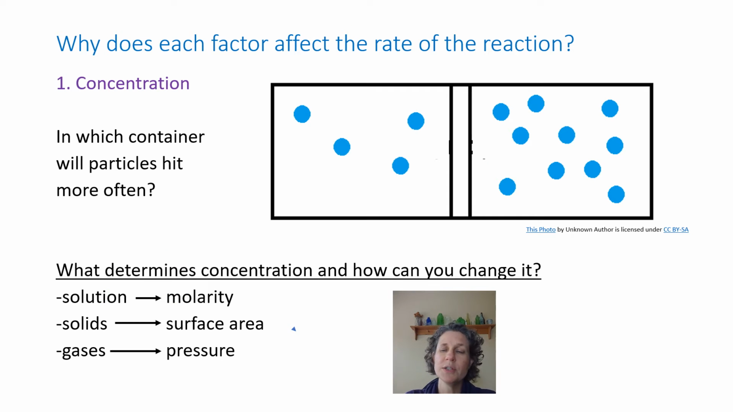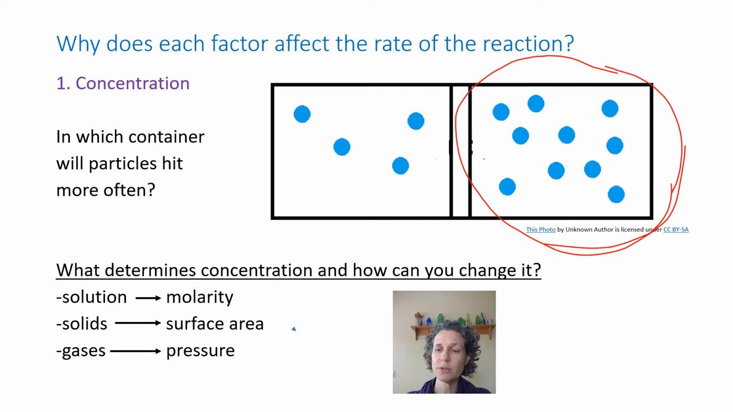Okay, so concentration. Why does each factor affect the rate? First off, in concentration, you can have low concentration or high concentration. So in our little picture here, which container is going to have particles that hit more often? It will, of course, be this container, because there's more of them in there. So you have a much higher chance of actually having 2 things come in contact than if you have a small number.